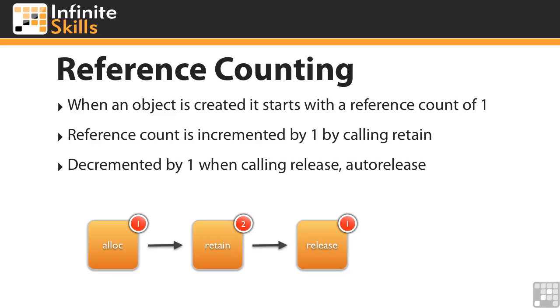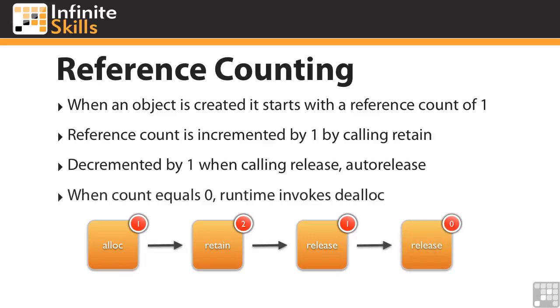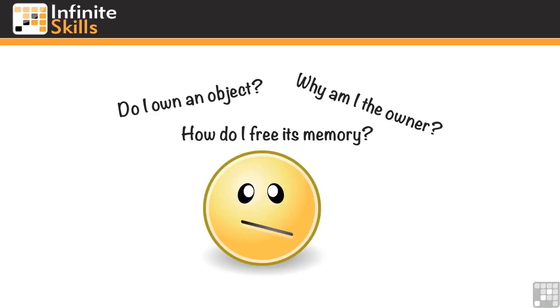That reference count is then decremented by 1 when we call either release or the autorelease method. These are two ways of freeing up memory. And then finally, when that object's reference count gets down to 0, the runtime invokes its dealloc method, and finally that object goes away completely. But you may be asking yourself a few questions. How do I know if I own an object? Why am I the owner? And if I am the owner, how do I free up its memory?